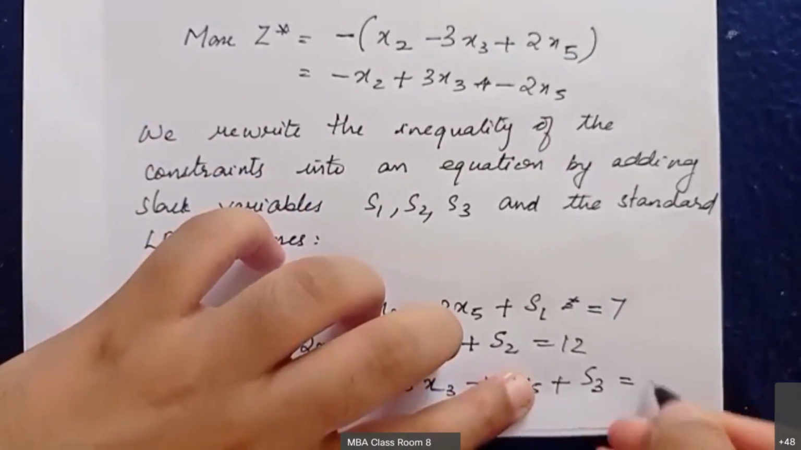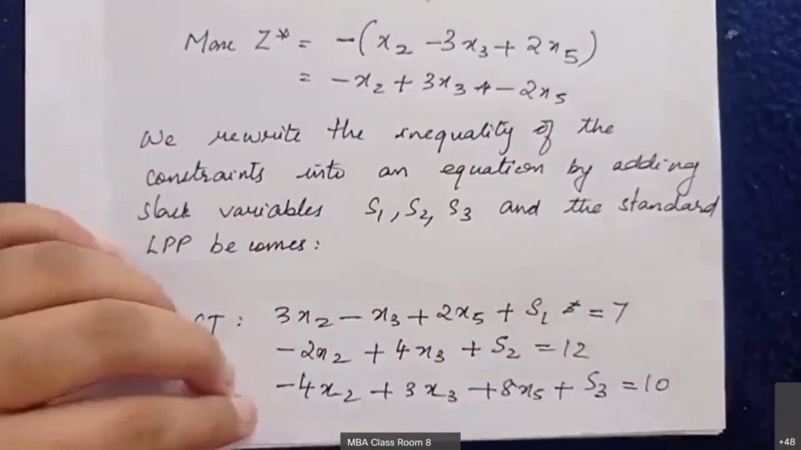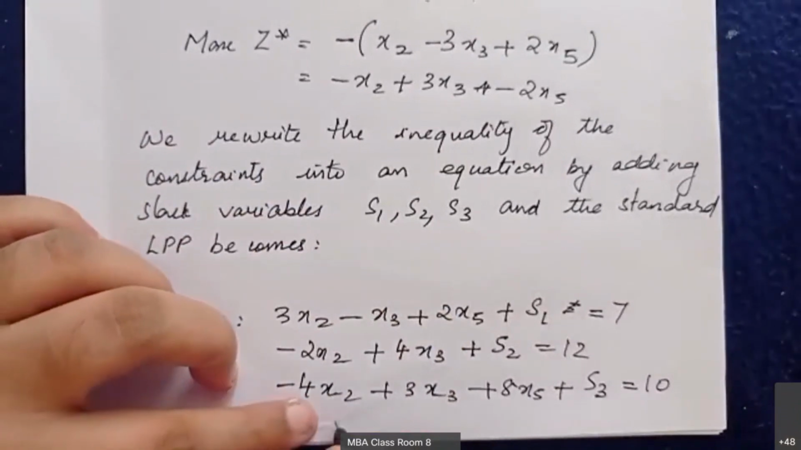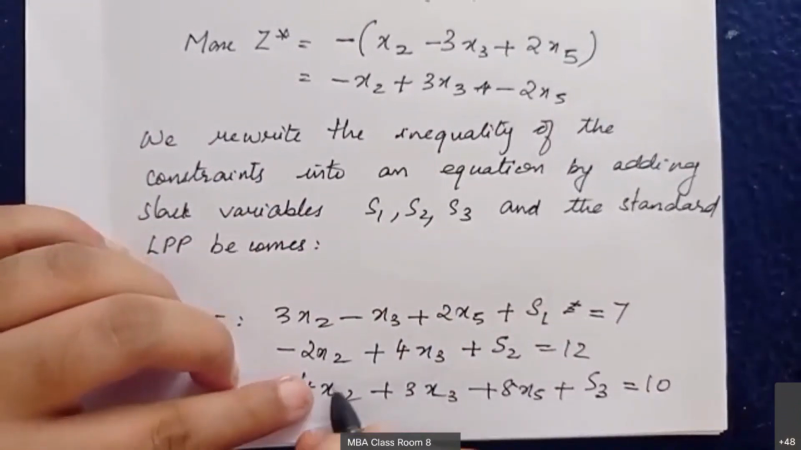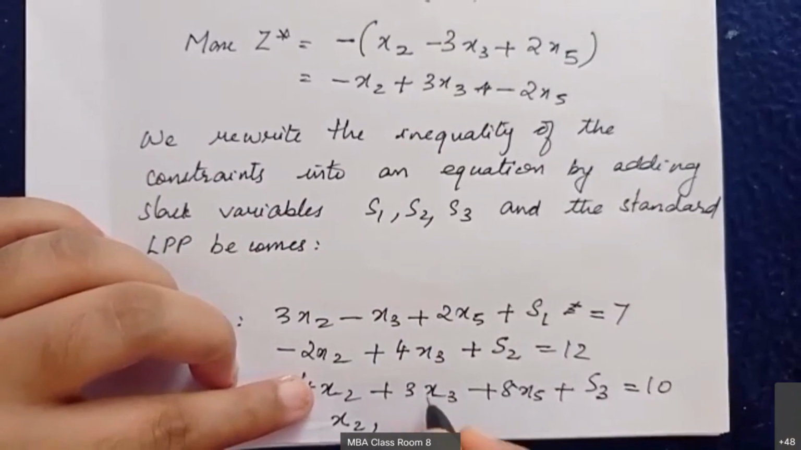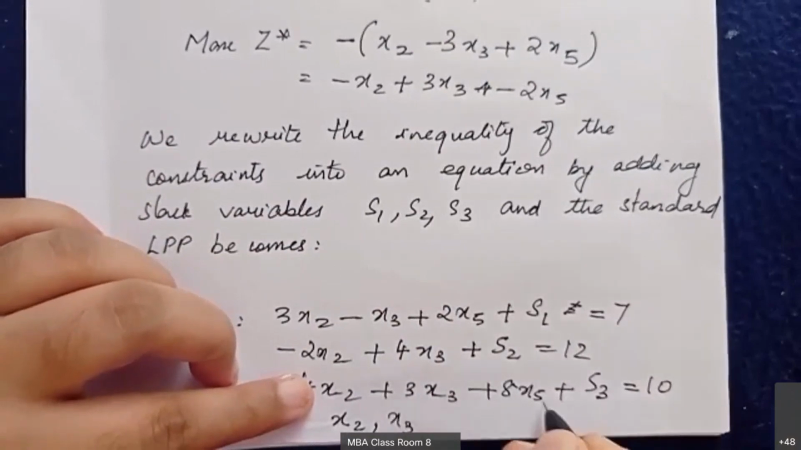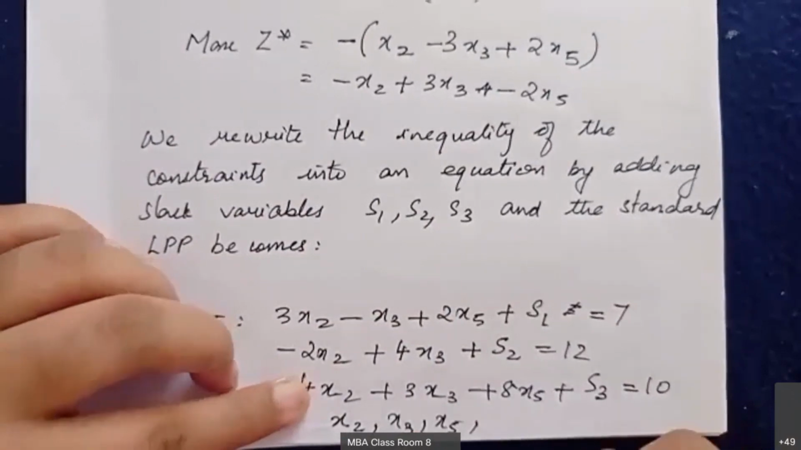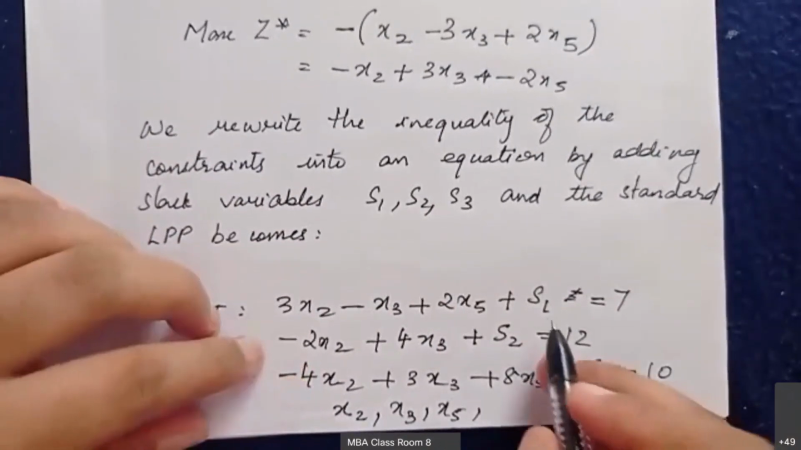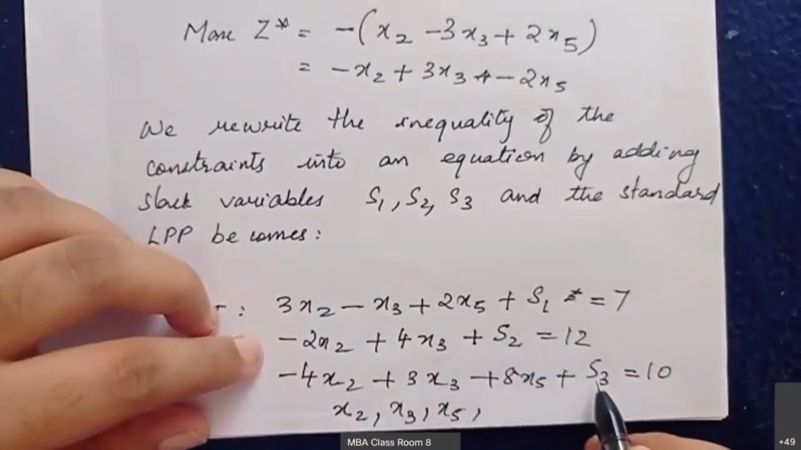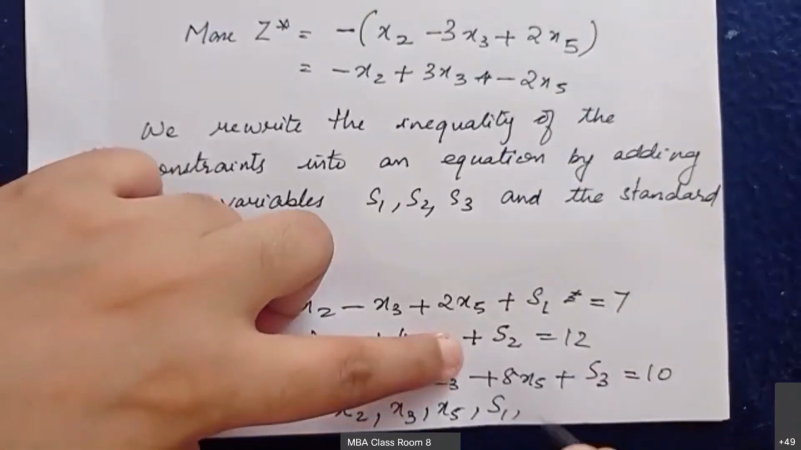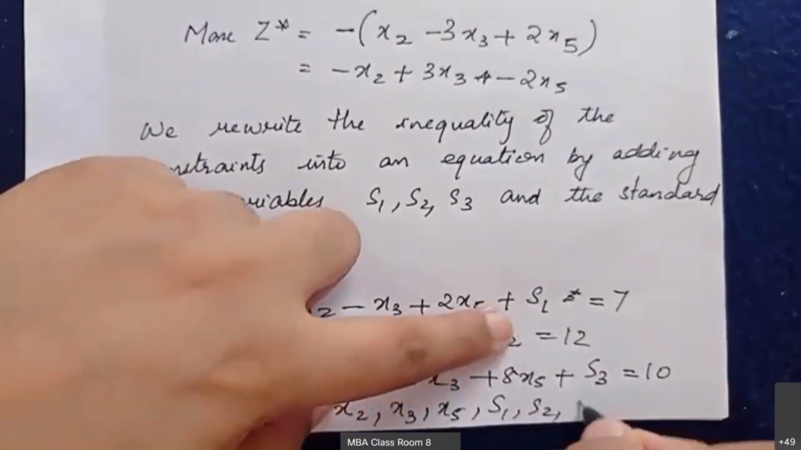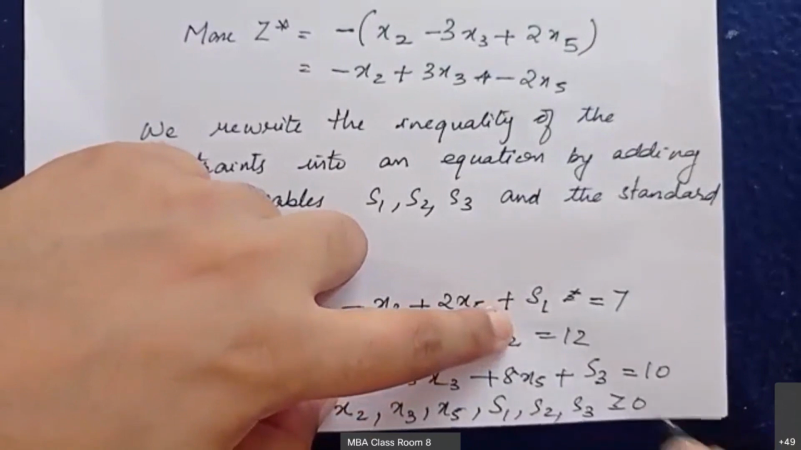Okay, then it becomes equal to 10. What are the non-negative constraints there? x2, x3, and x5. The non-negative constraints are not over, because we have introduced s1, s2 and s3, so we have to add them also: s1, s2, s3 greater than or equal to 0.